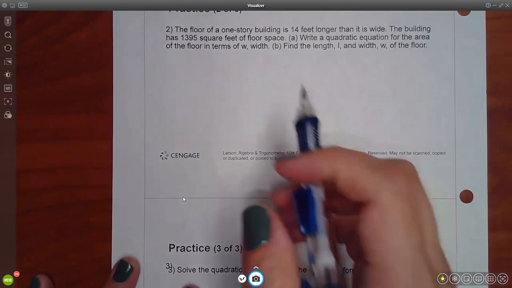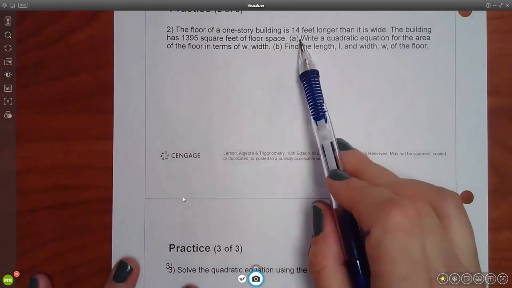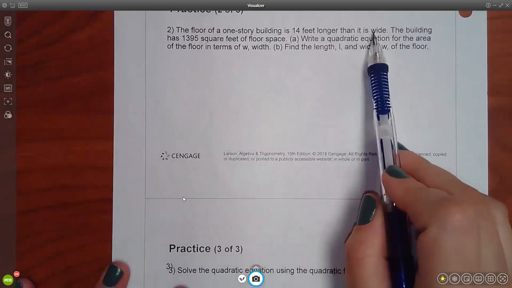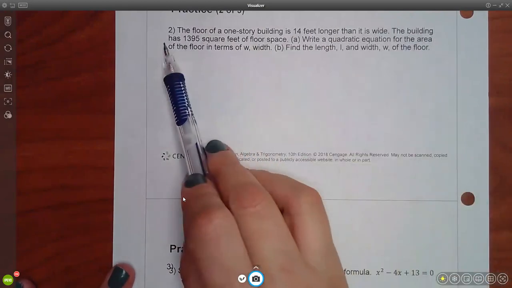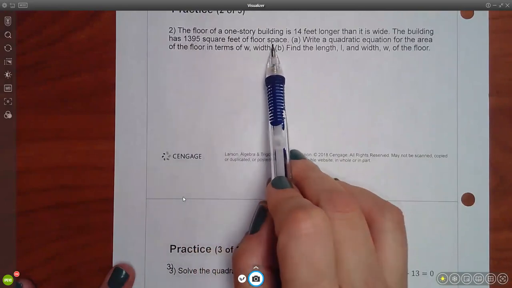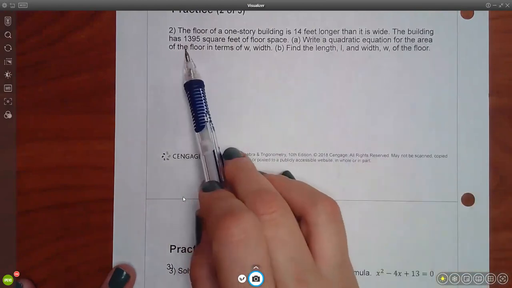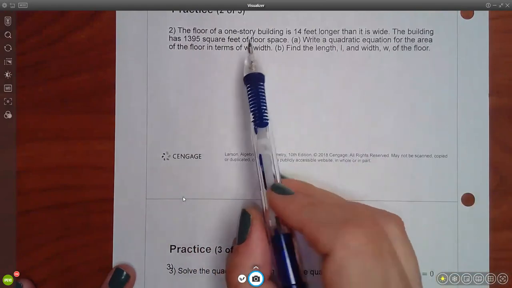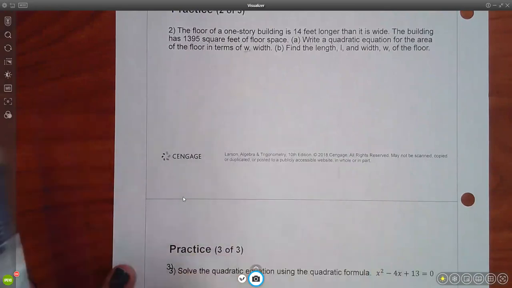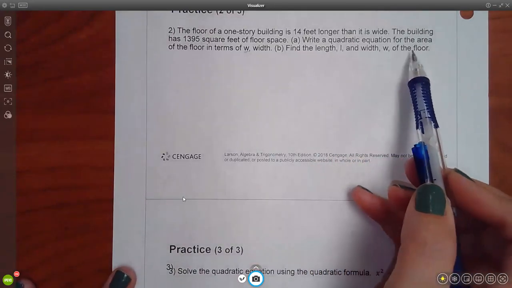So it's saying that the floor of a one-story building is 14 feet longer than it is wide. And then the building has 1,395 square feet of floor space. Write a quadratic equation for the area of the floor in terms of W, width, so I have to use W. I can't use X. They're specifically telling me I have to use W. Find the length L and the width W of the floor.